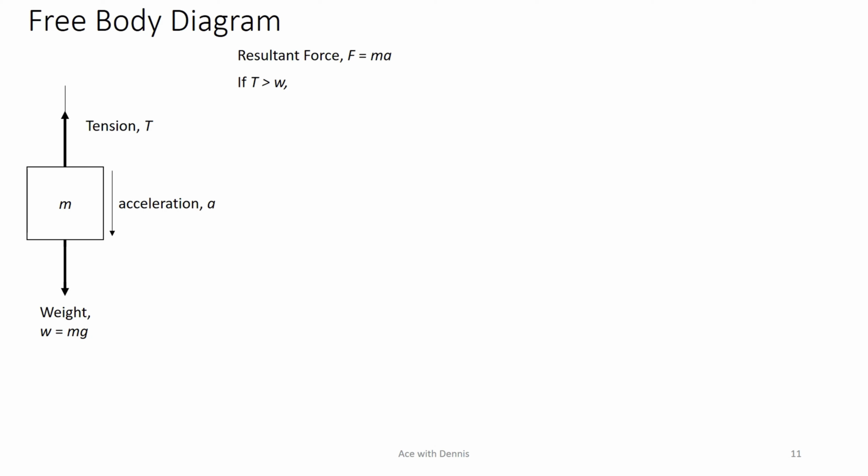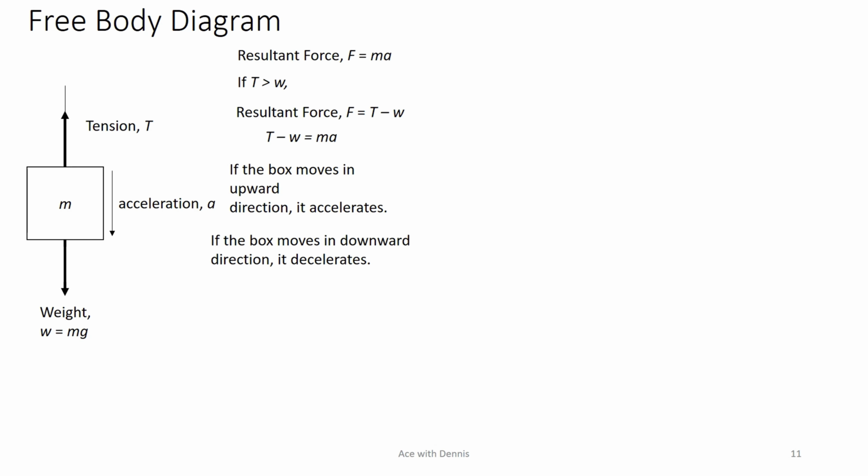If T is greater than W, resultant force F will be equal to T minus W. T minus W will equal ma. If the box moves in upward direction, it accelerates. If the box moves in downward direction, it decelerates.